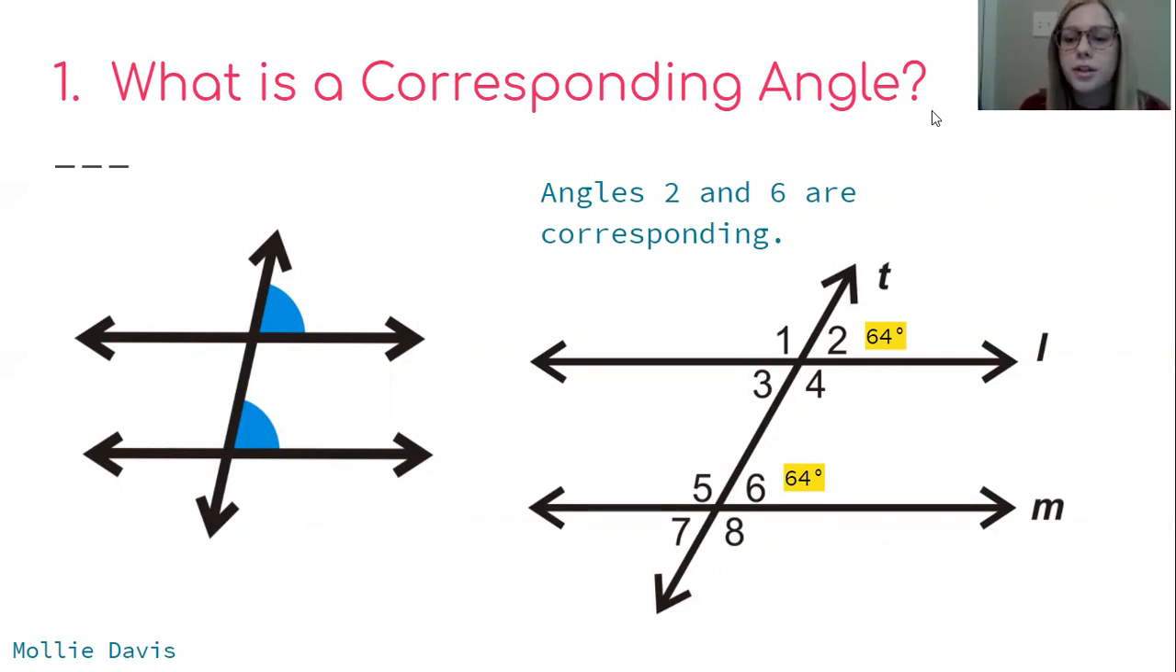So when you look over here on the example, you can see, for example, angles 2 and 6 are corresponding. And so if you were to say that angle 2 was equal to 64 degrees, that means that angle 6 is also going to be 64 degrees as well. So that is corresponding angles. You explained that very well, Molly. Thank you.